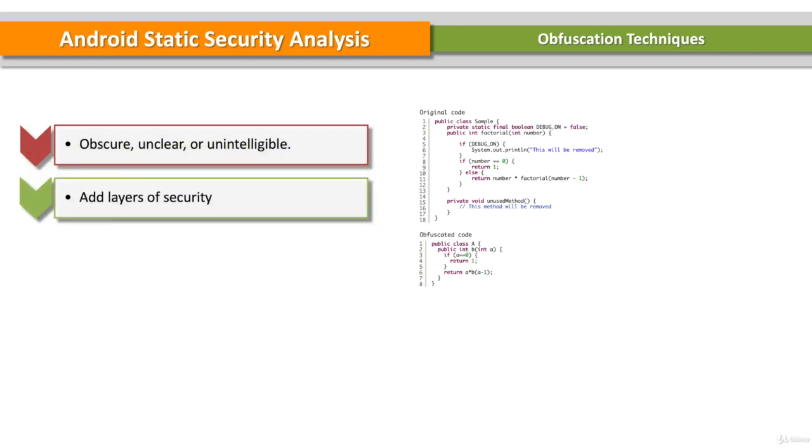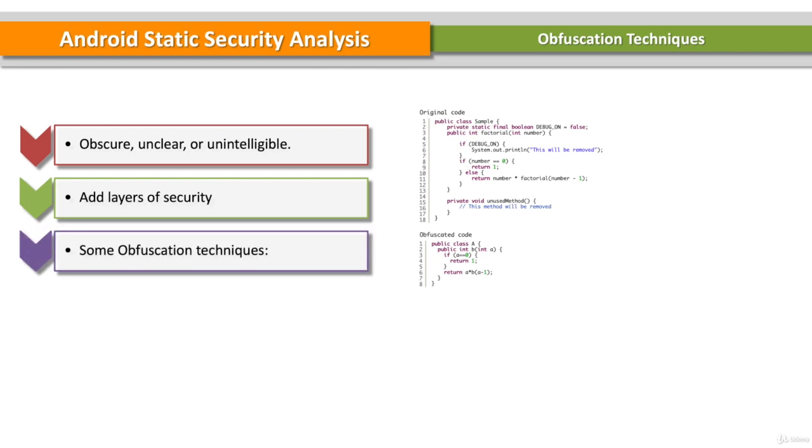It's still advisable, though, to add layers of security to your code, such as implementing encryption, avoiding saving of credentials to device-level storage, and all that kind of stuff. But a few techniques can be used to perform obfuscation in programming, and some of them are right here as follows.